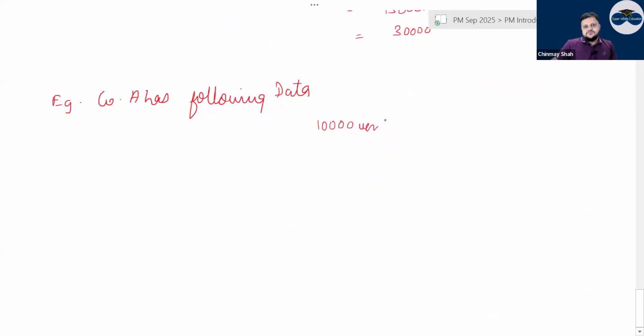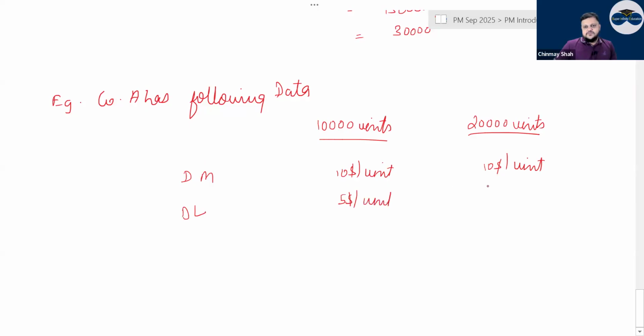10,000 units पे direct material $10 per unit. Direct labor $5 per unit. Correct. Then you have machining cost. Correct. Is $40,000.